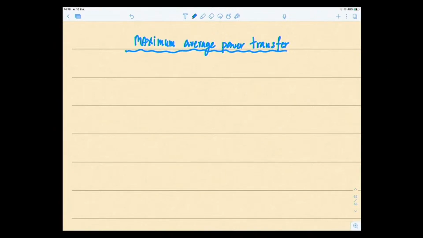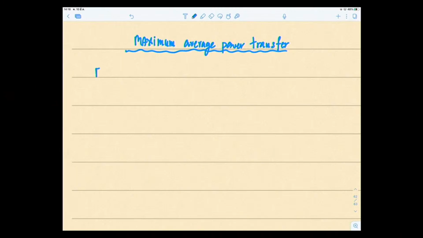Well, we're back, and today it will be a very short one, and it's on the maximum average power transfer. Hopefully you remember we did something like this before the midterm. It was the maximum power transfer theorem. Okay, well, in this case it's very similar.